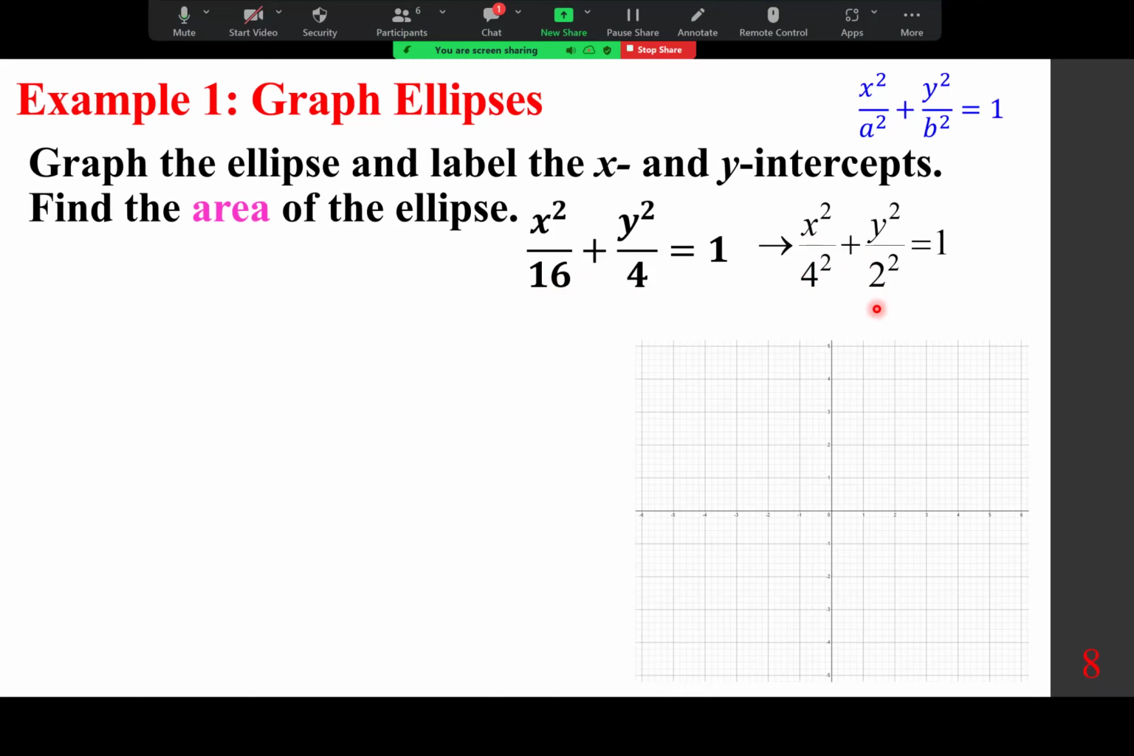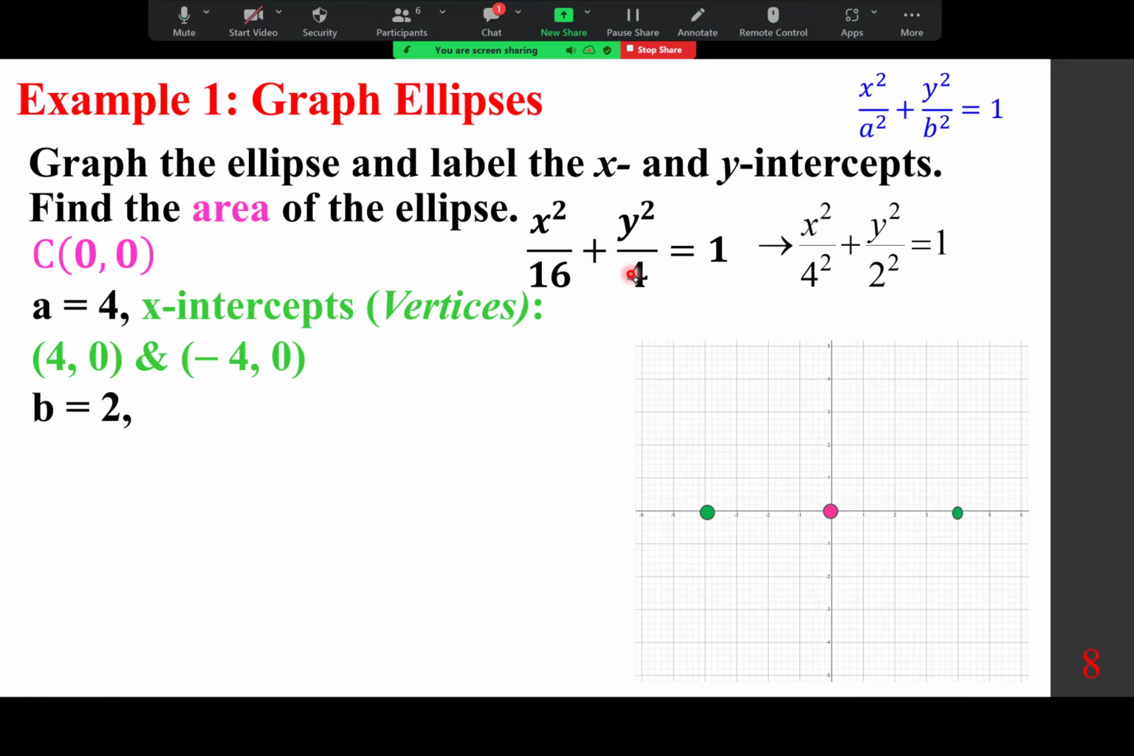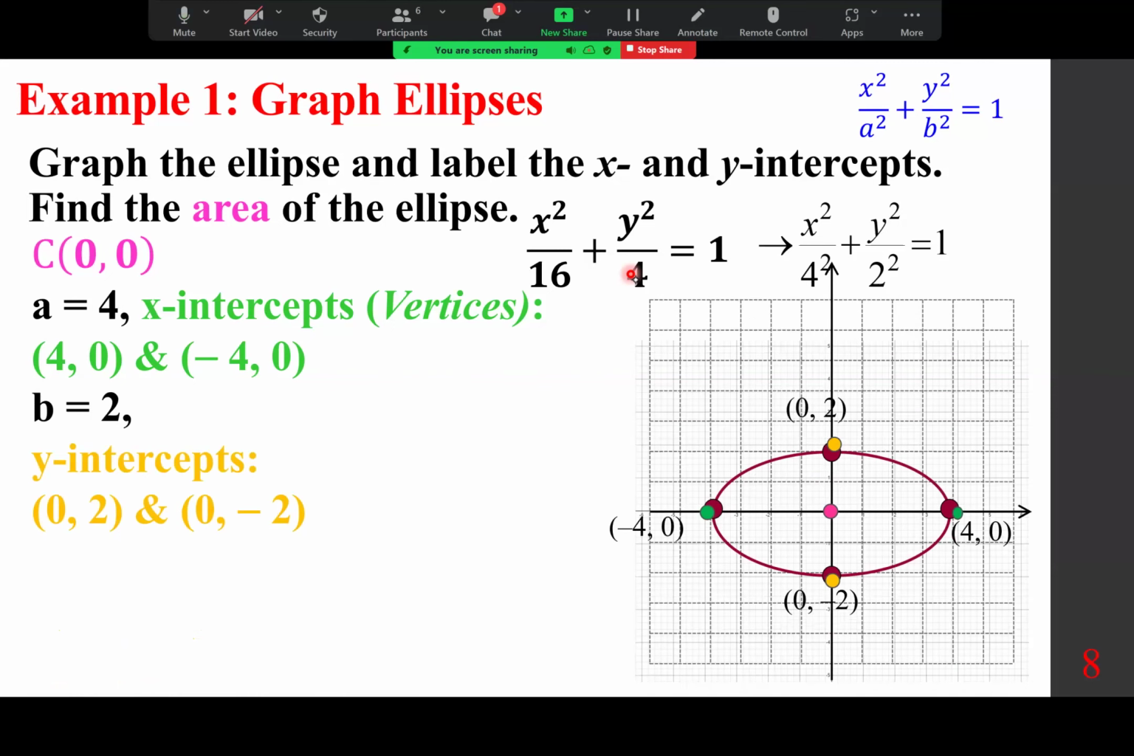So the center is at 0, 0. A equals 4, therefore x-intercepts become the vertices at 4, 0, negative 4, 0. B equals 2, therefore the y-intercepts are at 0, 2, 0, negative 2. Put them together. That's the graph.